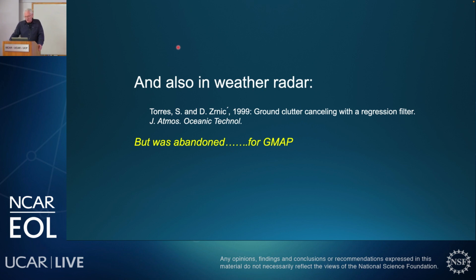Interestingly, though, it's also been done in weather radar. It's done by this fellow named Sebastian Torres, whom we know very well, and Dusan Zrnić. He's a giant in the field of weather radar meteorology. And in their 1999 paper, they addressed ground clutter cancellation with a regression filter. But this was back in 1999, and remember, that's when GMAP came on board. And GMAP not only did the clutter filtering, but it also had the adaptive bandwidth and the interpolation, and it was all inside a package sold to the Weather Service with that Sigmet RVP8 processor.